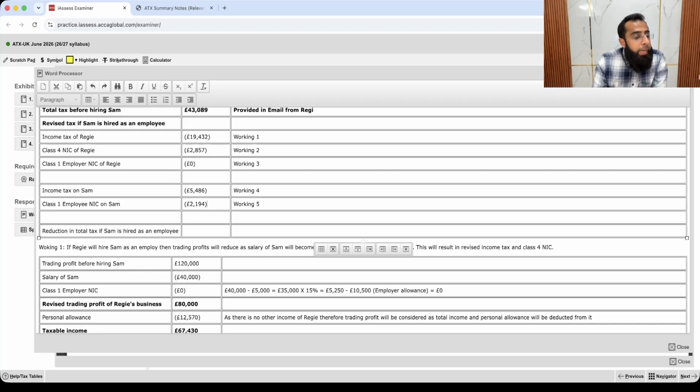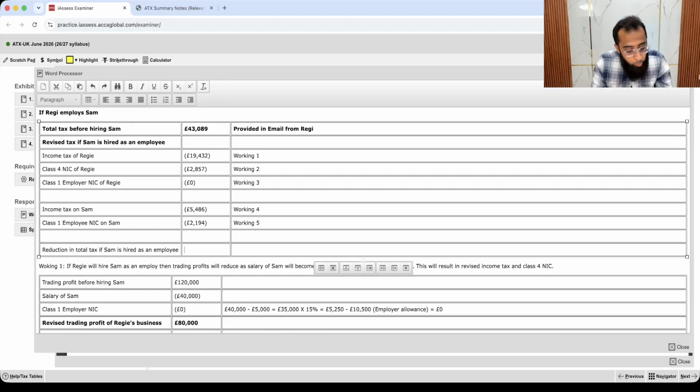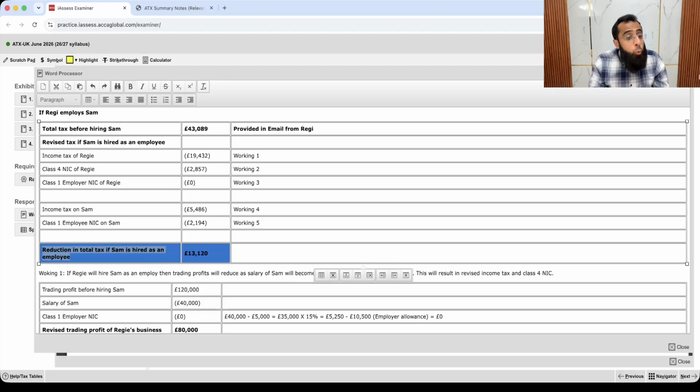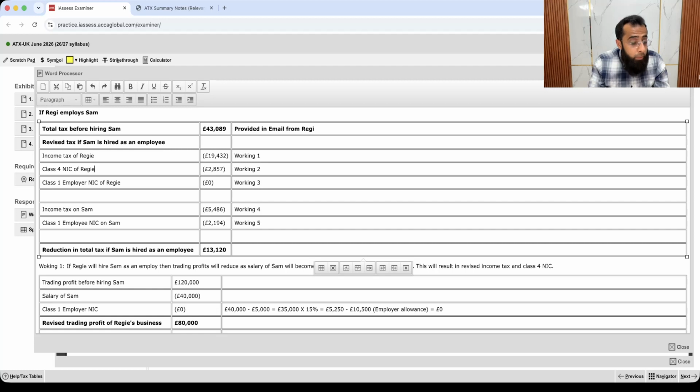And then you will get how much the tax is reducing if we hire Sam as an employee. My original tax was 43,089 minus 19,432 revised income tax, minus 2,857 revised class 4 NIC, minus 5,486 revised income tax on Sam and class 1 employee NIC 2,194. So the tax will reduce by how much? It will reduce by 13,120. Sir, will you repeat the things again? Yes, I will repeat. Okay, let's look at it.